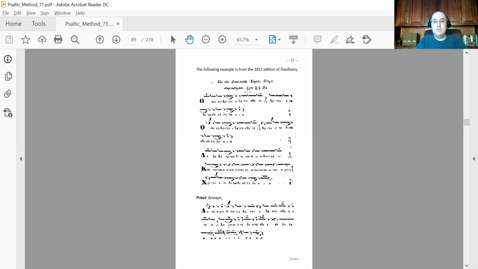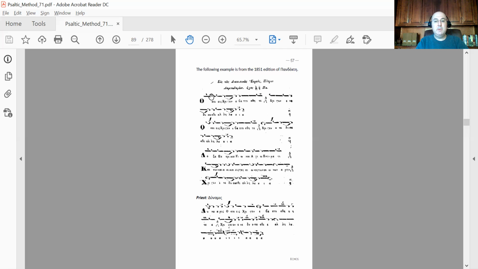Pa is the ήχος πλάγιος του πρώτου, but it is exactly just like protos for this case. So this is an example of protos ήχος as well. Many books have this exact melody and they call it protos, and I consider it protos.